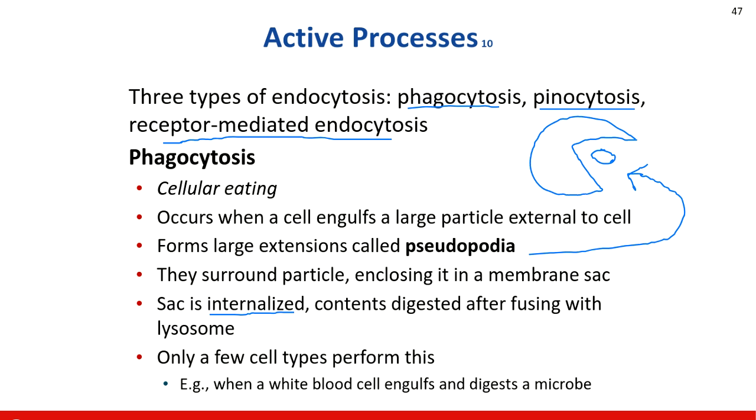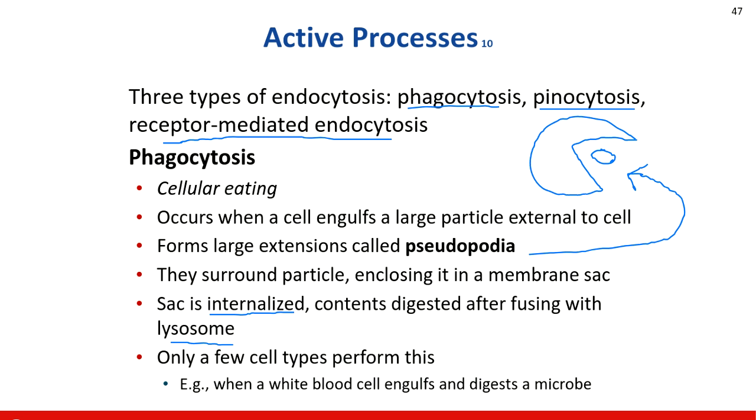You guys remember what lysosomes are? Those are those digestion organelles. They do a lot, right? But they have these digestive enzymes on the inside, okay? And they'll fuse those digestive enzymes into that little membrane sac, and it'll start to break down the contents there. Okay? So that's what we see with our white blood cells, like that macrophage.